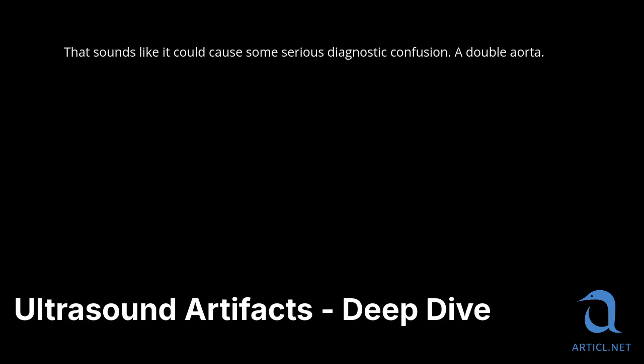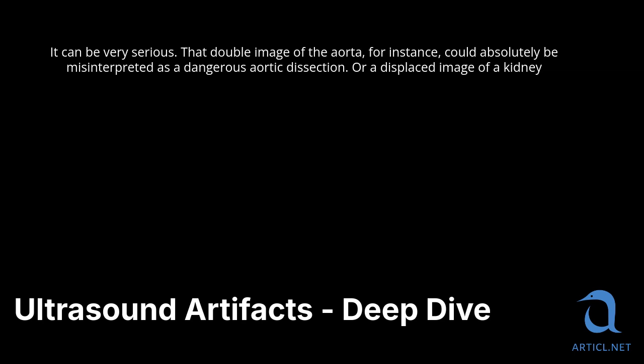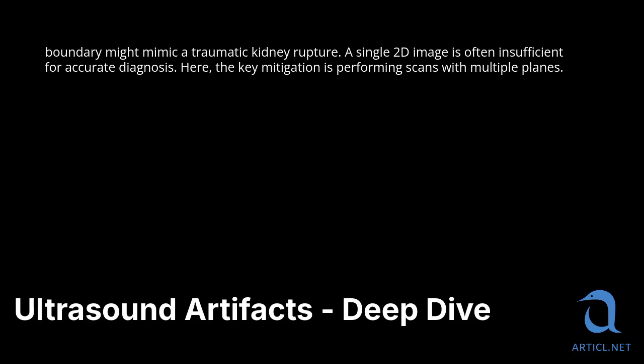That sounds like it could cause some serious diagnostic confusion. A double aorta. It can be very serious. That double image of the aorta, for instance, could absolutely be misinterpreted as a dangerous aortic dissection. Or a displaced image of a kidney boundary might mimic a traumatic kidney rupture. A single 2D image is often insufficient for accurate diagnosis here.